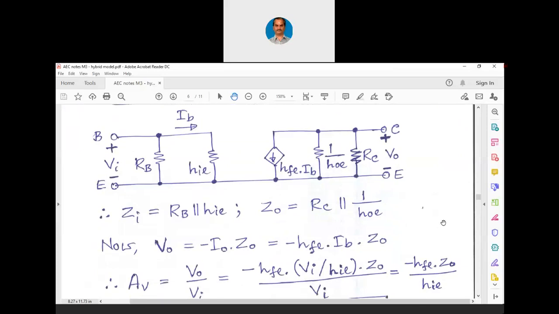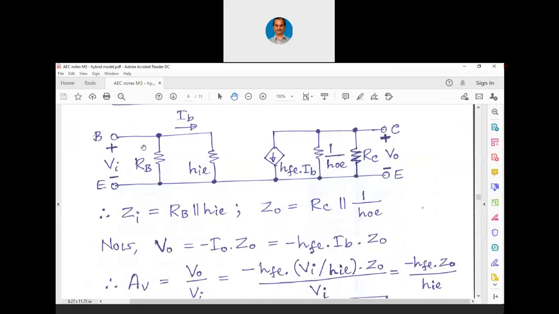Now we have to find out an expression for output gain. So we know that V0 is minus of I0 into Z0, output current into output impedance. That Z0 is nothing but RC parallel with 1 over HOE. So we can write minus I0 is minus HFE into IB into Z0. Now we can write AV equals V0 by VI. That V0 is minus HFE into, we can write in terms of IB. IB is VI by HIE, right? Input voltage is VI, we have this HIE here.